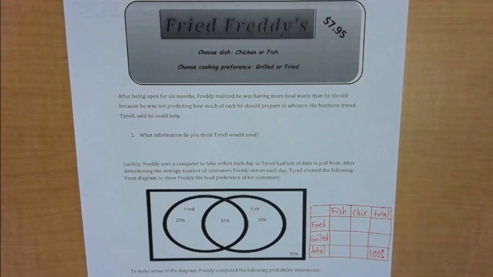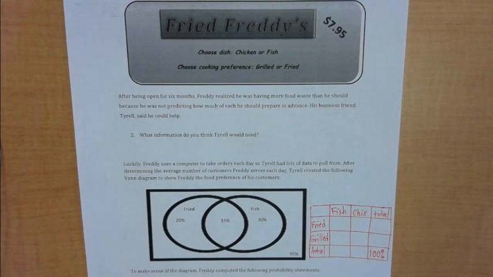In this situation, we are looking at a restaurant called Fried Freddy's, where they have two main dishes, either chicken or fish, and then two preferences for cooking methods, either grilled or fried fish. Freddie, after 6 months, is trying to determine why he's had so much more food waste, and he needs to get better at predicting how much he should prepare in advance in order to improve his business.